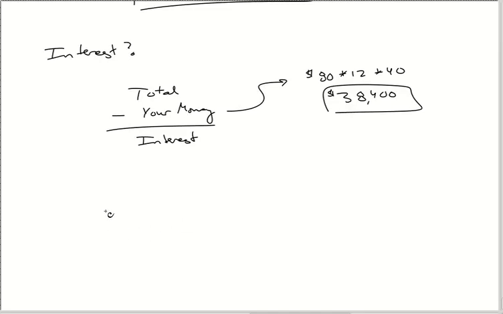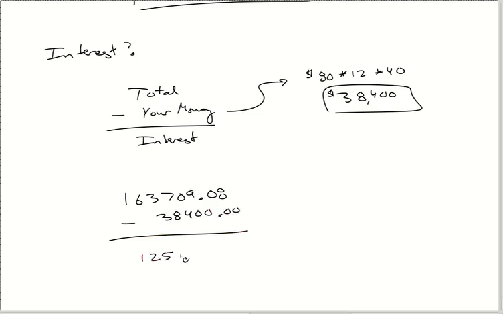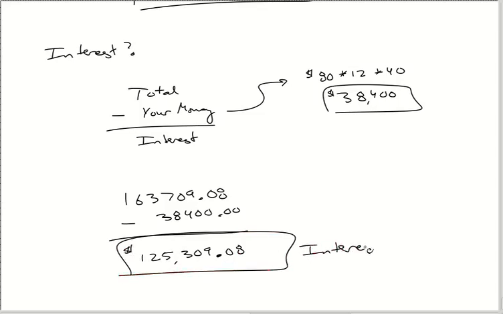And so what you're going to say is the 163,709.08, you're going to subtract the 38,400. Notice that it's going to be 00 for the cents and all that. And I got a total of 125,309.08, and that is the interest that you made. That's money that the bank gave you for free for putting it all in there.